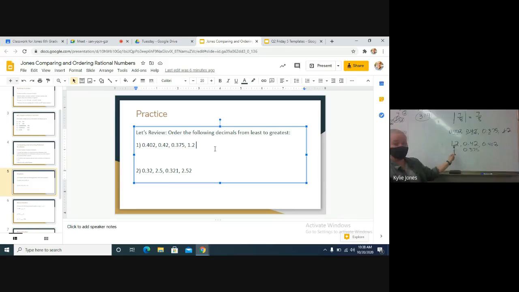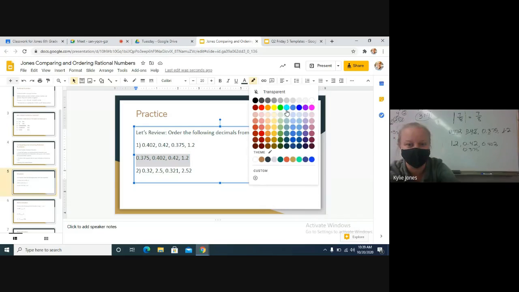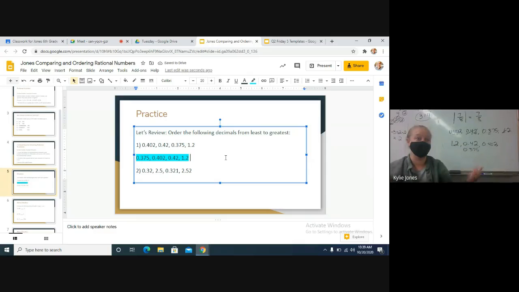Good. So I put these in order from greatest to least. So what order should I have put them in? Least to greatest. So let's rewrite this correctly. Our one that was the least is 0.375. Then our next least to greatest was 0.402. And we had 0.42 and 1.2. Okay, so I even made the mistake that I just told you guys not to make, where I put them in the correct order, just opposite, right?